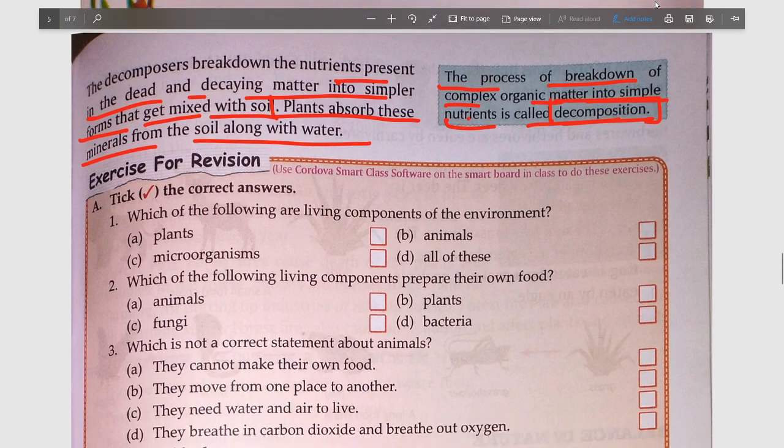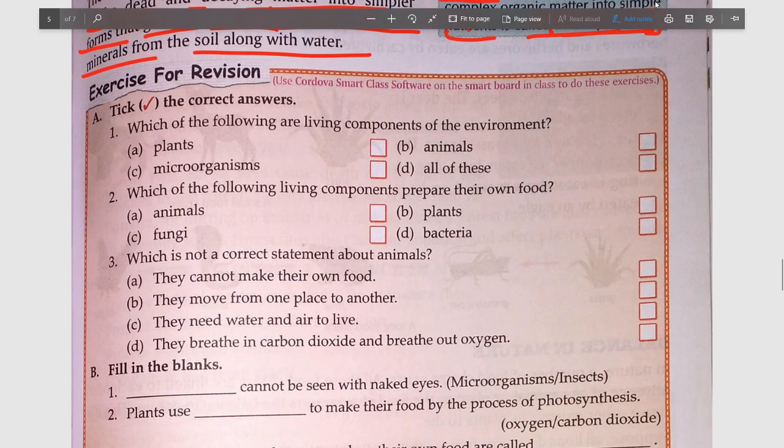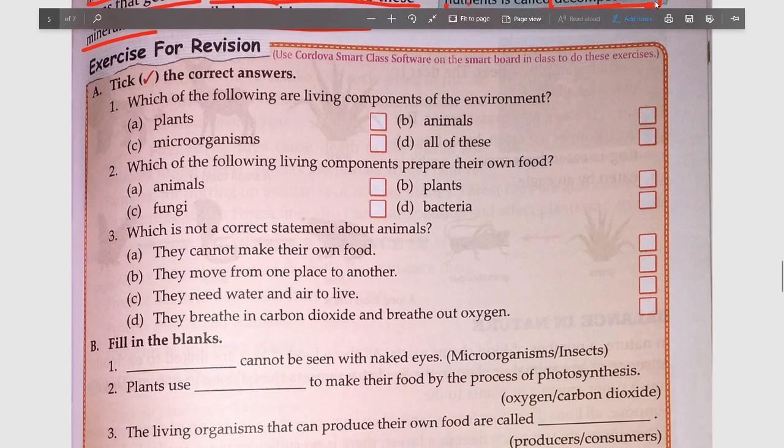Okay, now exercise for revision. Let us talk about the first question. Tick the correct answer. Which of the following are living components of the environment? Plants. Yes, plants are living components. Animals are living components. Microorganisms are also living components. So the right option is all of these.